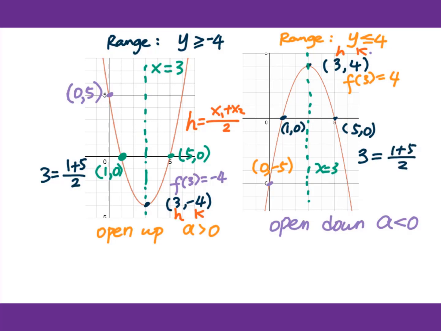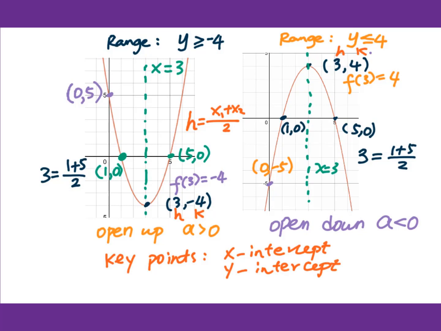When you sketch the graph, remember the key points, which means you have the x-intercept and the y-intercept. And then it's the vertex. In other words, you could say it's the minimum or maximum point. We call these three the key points. When you sketch the graph, you have to show these key points.